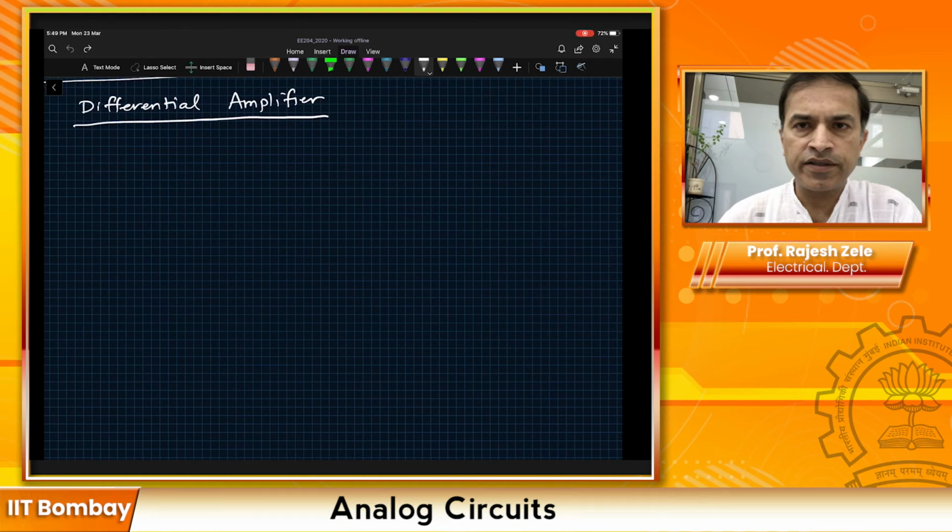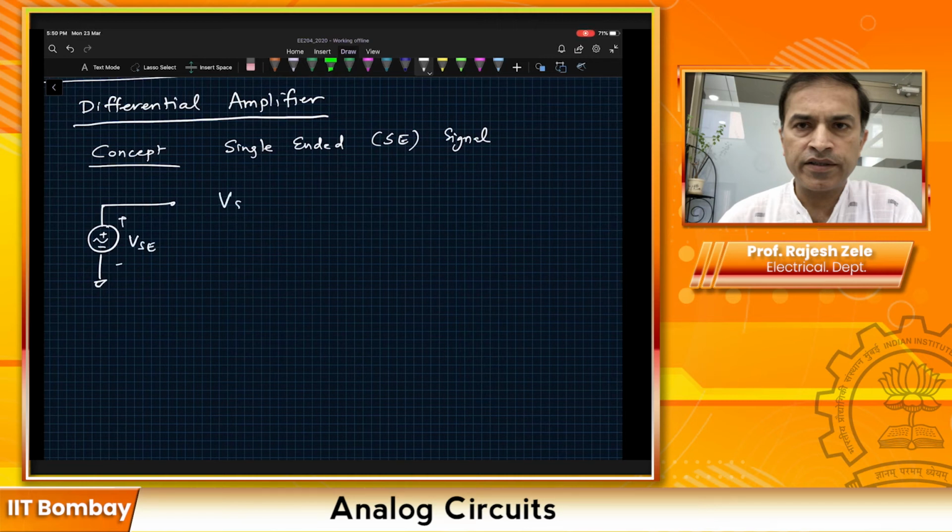So as a concept, we call it a single-ended signal, signified like this. This is your plus minus, and this is your VSE, and VSE is equal to VC cos omega_C t plus VD cos omega_D t.